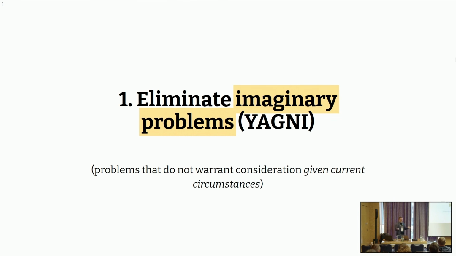And the first threat is that we try to solve problems that don't actually exist, also known as you ain't gonna need it. So this is solving problems that do not warrant consideration given current circumstances. And to avoid this threat, we probably need to really understand our domain, what we are working with.